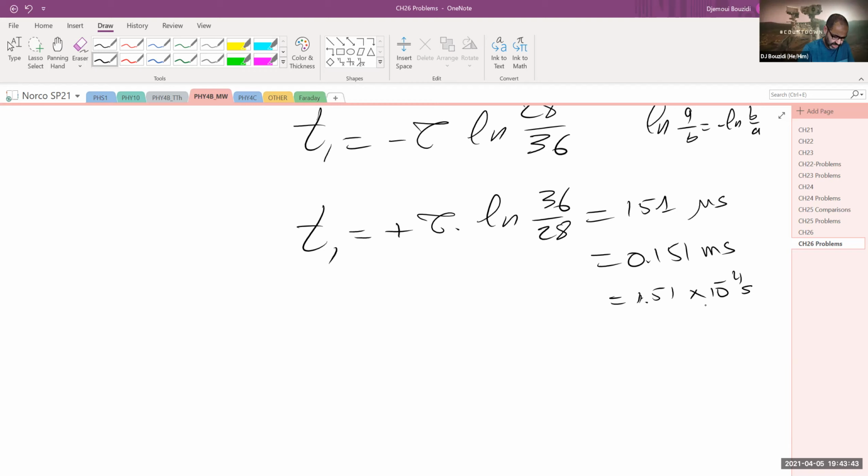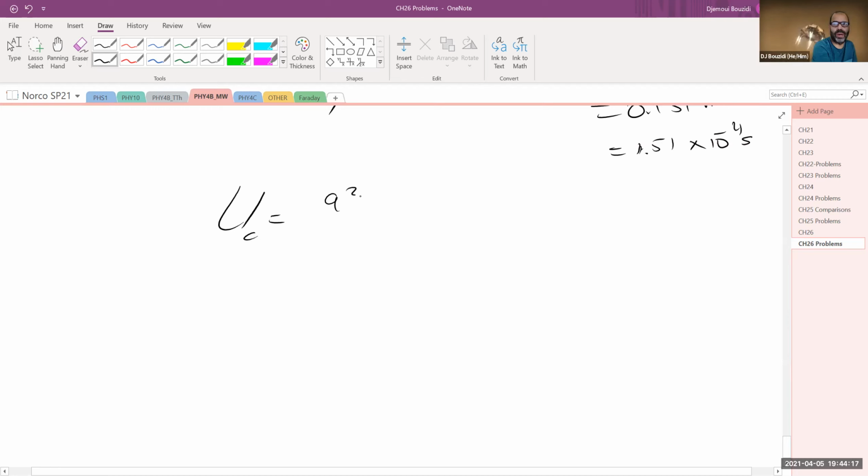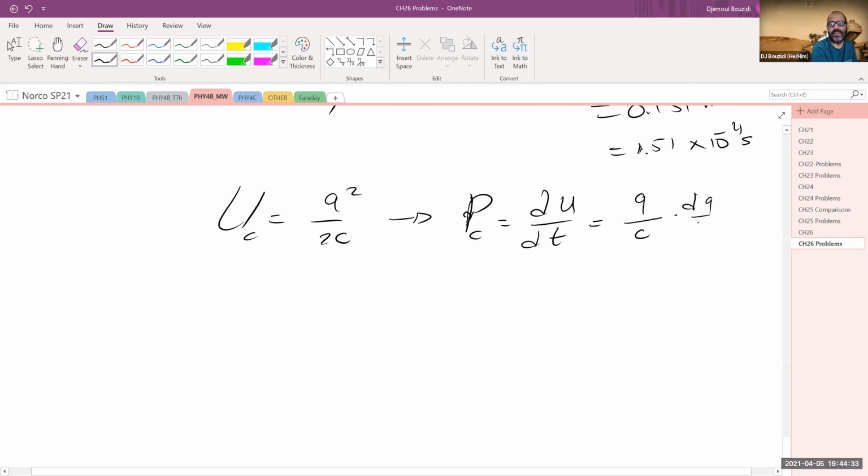So at what rate is the energy being stored in the capacitor? Sorry, the energy that is stored in the capacitor is actually coming from the battery through the resistor. So here is the deal. The energy U in the capacitor is equal to Q squared over 2C. So the power of putting this charge in the capacitor is going to be dU/dt. If I take the derivative of this expression, it's going to be Q over C times dQ/dt. This is the voltage across the capacitor, that is 8 volts, and this is the current, I.